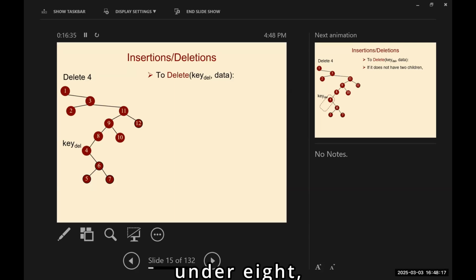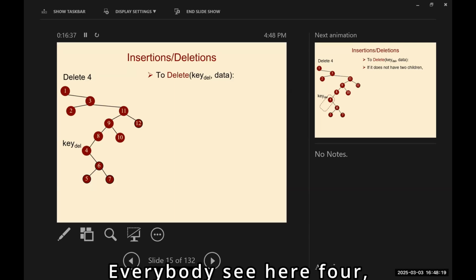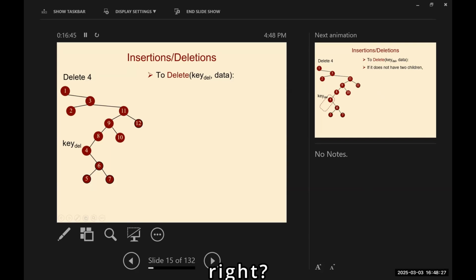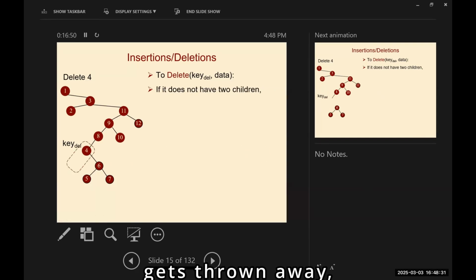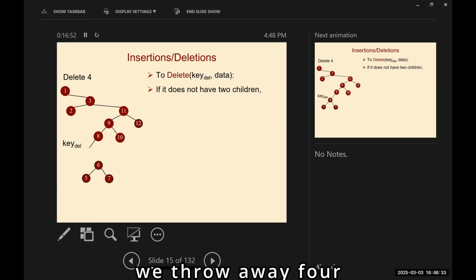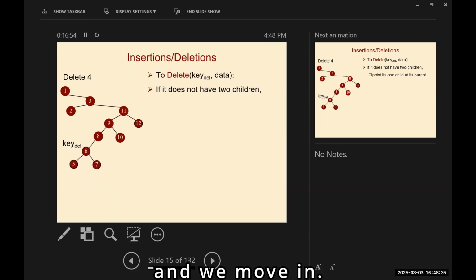Yeah, put it under 8, right? Everybody see here, 4, we're really lucky, and 4 only has 1 child, right? So we see, hey, 4 gets thrown away. We throw away 4, and we move in. These are pretty animated. I must have made these. I don't think anybody else would have done that. Right? Everybody get this? Everybody sort of follow how we're doing that?